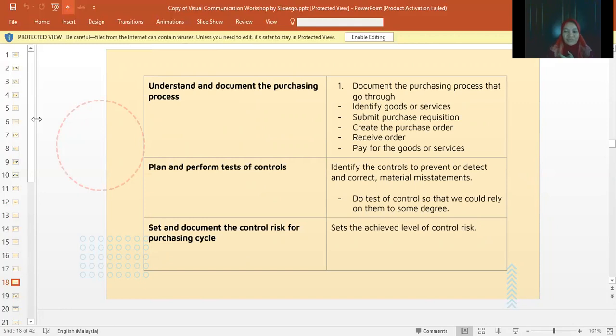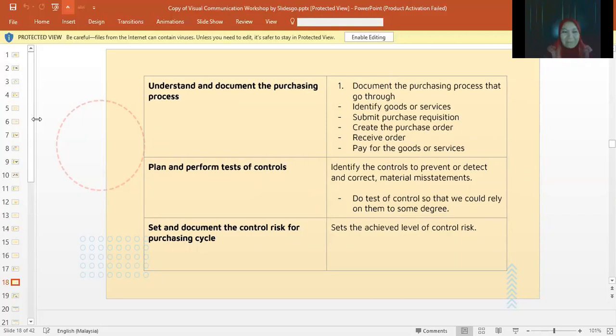First, we need to identify what goods and services we will provide, and then we need to submit the purchase requisition, create the purchase order, and then we will receive the order, and after that we will pay for the goods or services.